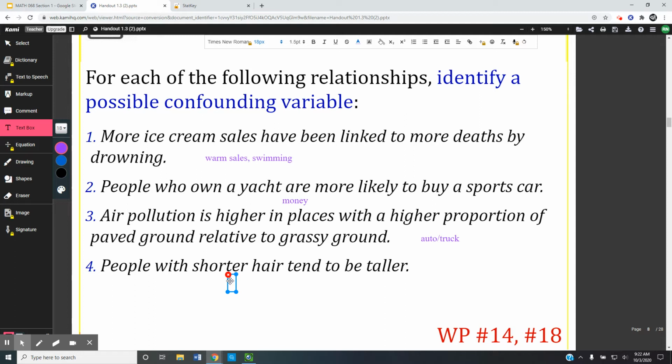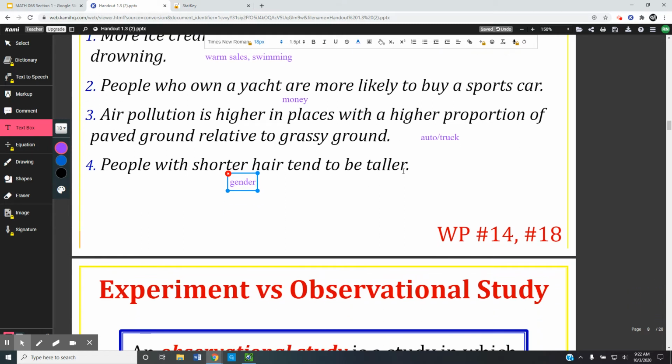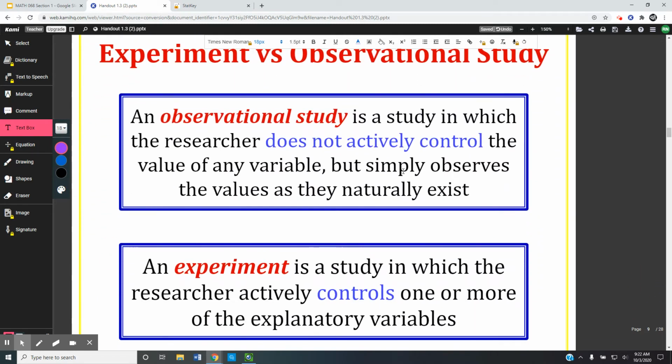Men tend to have shorter hair than women, so we could say that gender is the in-between here and not simply the hair. It only happens to be that during this particular time in our lives, men tend to have the shorter hair and they tend to be the taller of the two. And we could come up with plenty more than just gender.